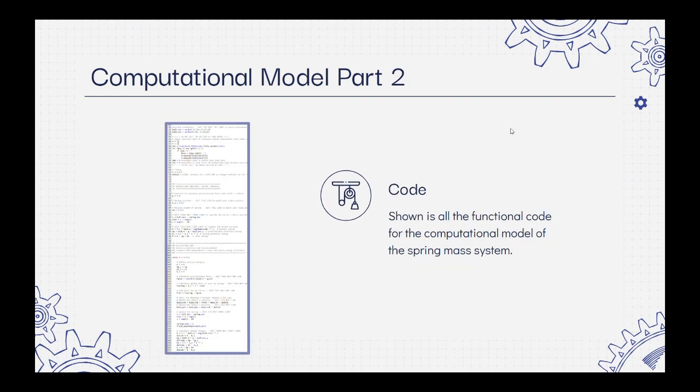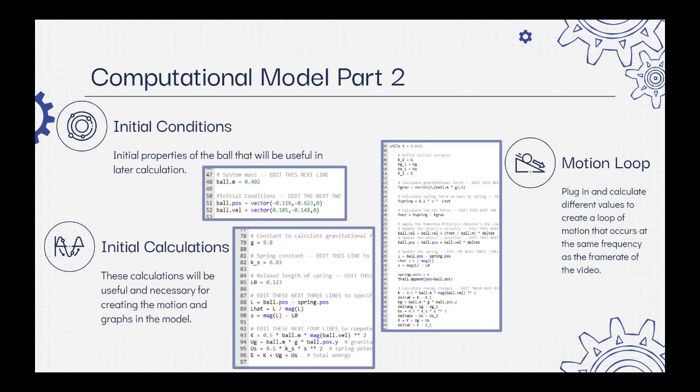So this is basically all the functional code that I was using for the spring mass system computational model. But these are the important parts. Top left, we have the initial conditions, or the properties of the ball, the kinematic conditions: the ball's mass, the ball's initial position, and the ball's initial velocity, as it wasn't dropped perfectly. As well as the initial calculations that I made down there in the bottom left: gravity, the spring constant, the L naught, as well as the L hat S, and all the different energy initial conditions were all calculated using the mass, position, velocity, as well as some other equations, which we'll go more into later.